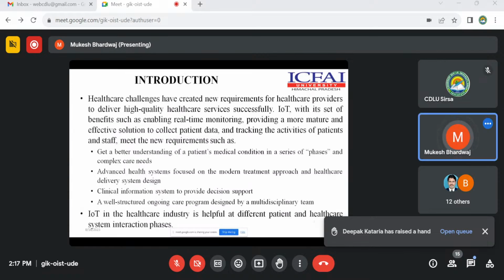It's my introduction, sir. Healthcare challenges have created new requirements for healthcare providers to deliver high quality healthcare service successfully. IoT with its set of benefits such as enabling real-time monitoring, sir, real-time monitoring is a very important part for patients, providing a more natural and effective solution to collect patient data. It's a very important part in tracking the activity of patients and staff to meet the new requirements, such as getting a better understanding of patients' medical conditions and complex care needs, advanced healthcare systems focused on the modern treatment approach and healthcare delivery systems, clinical information systems to provide decision support.